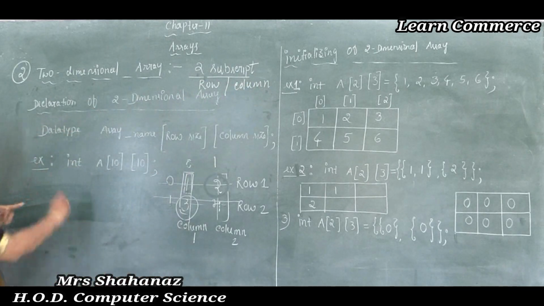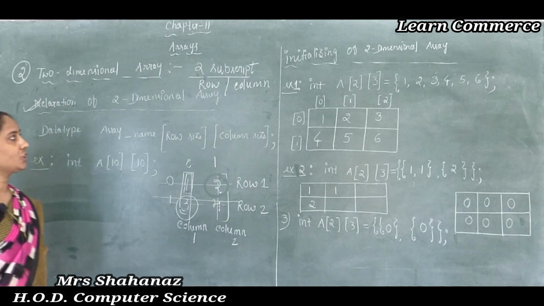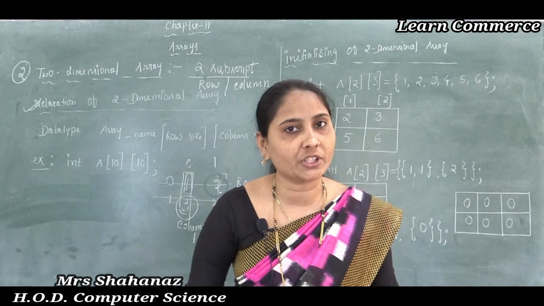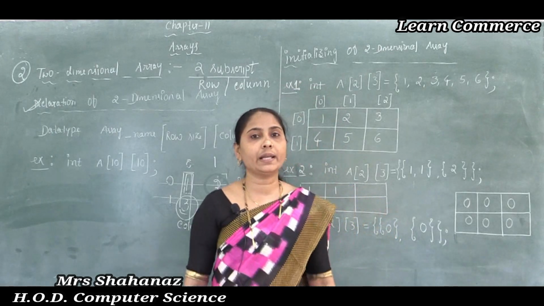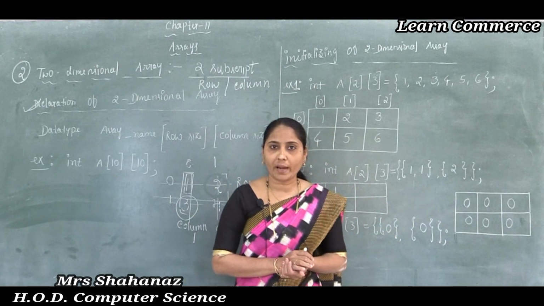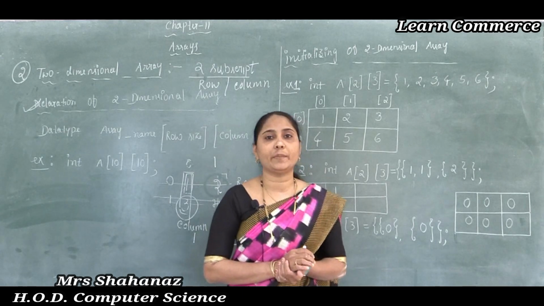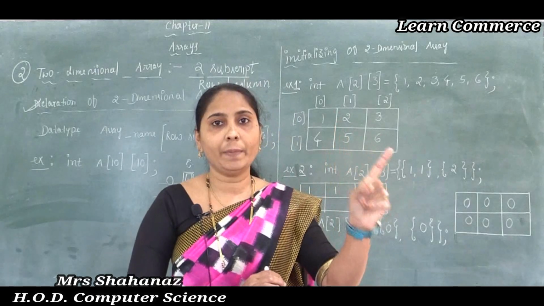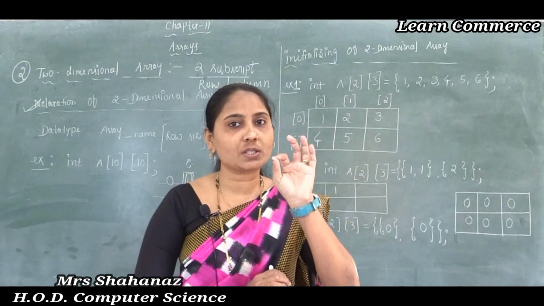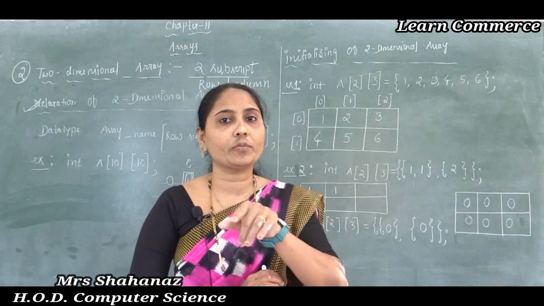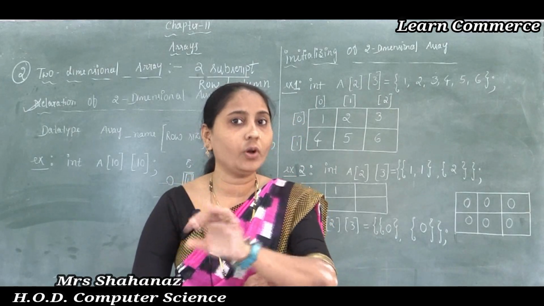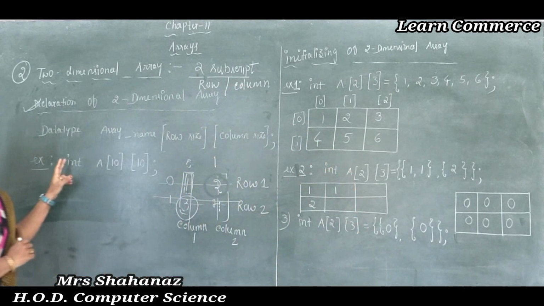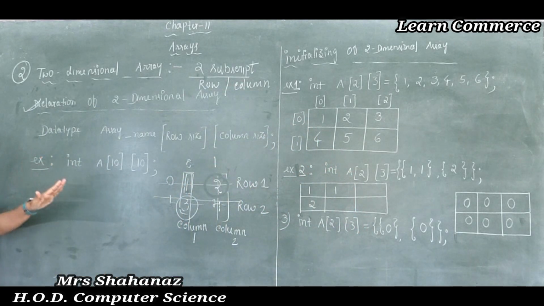And now the next point is the declaration of a two-dimensional array. So what about the declaration? The declaration is also called the general format or syntax of a two-dimensional array. As we know, the syntax of a one-dimensional array is: data type, array underscore name, opening square bracket, size, closing square bracket, semicolon. Correct? So this is the syntax of the one-dimensional array. Now what's the difference between the one-dimensional and the two-dimensional array?